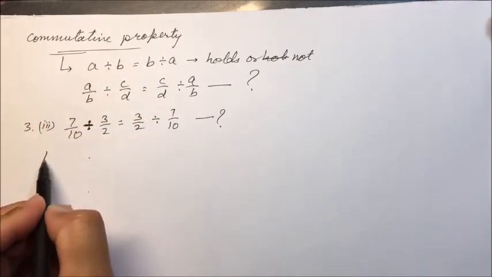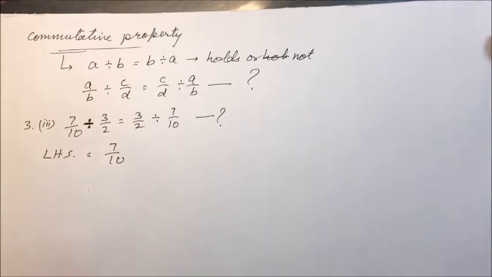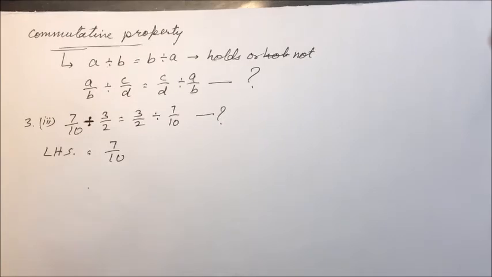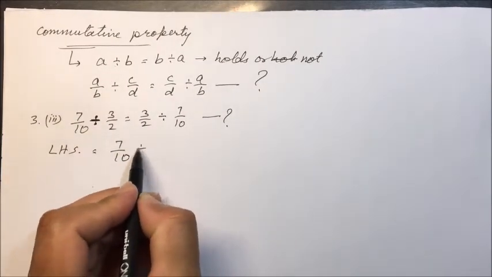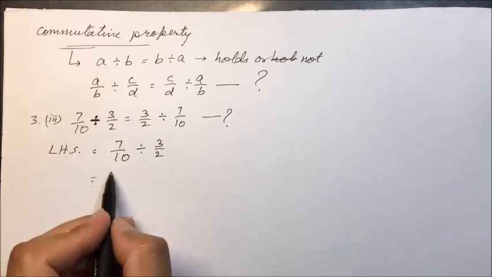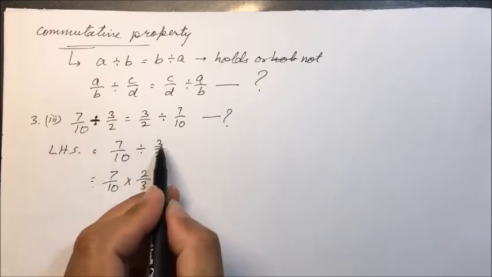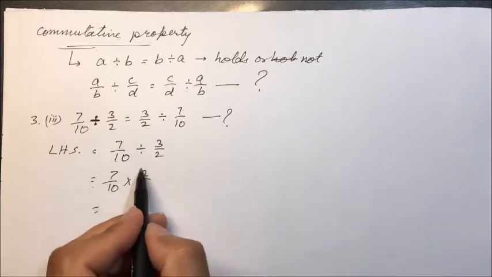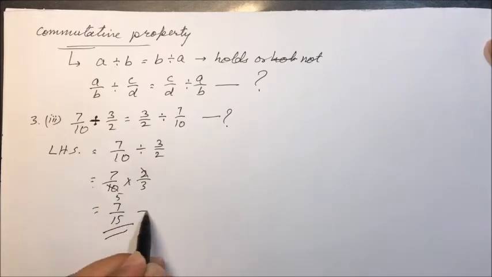So we will be taking LHS. LHS is 7 upon 10 divided by 3 by 2. So the next step will be 7 upon 10 into 2 by 3. The reciprocal of this will be taken. So 2 and 5. 7 upon 15. So the LHS result is 7 upon 15.